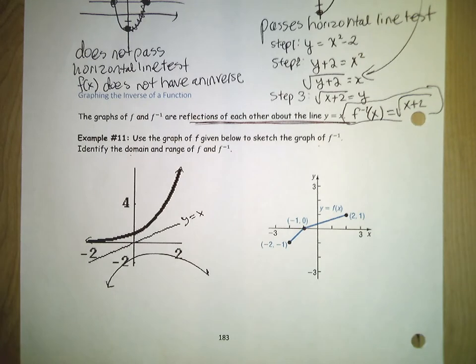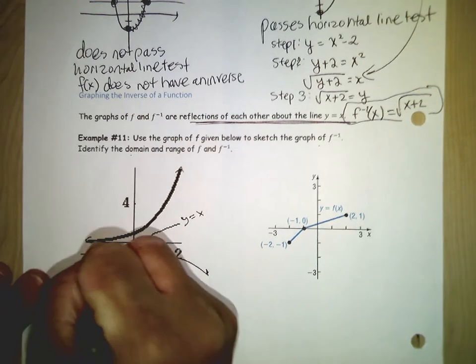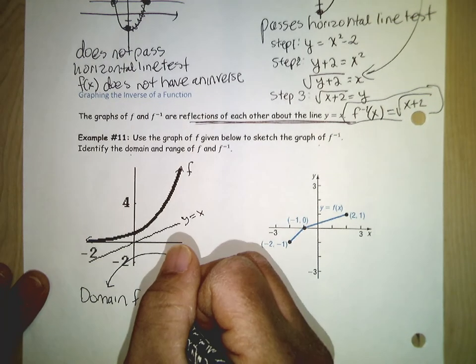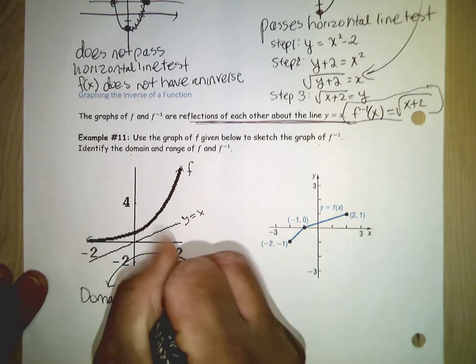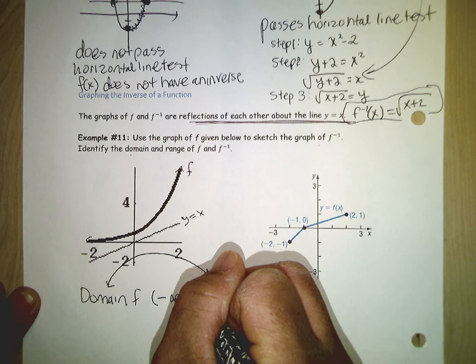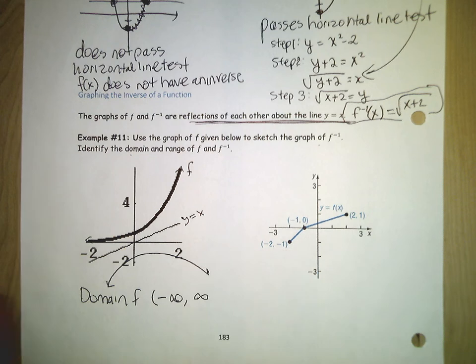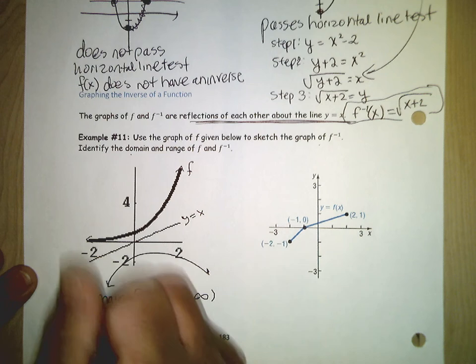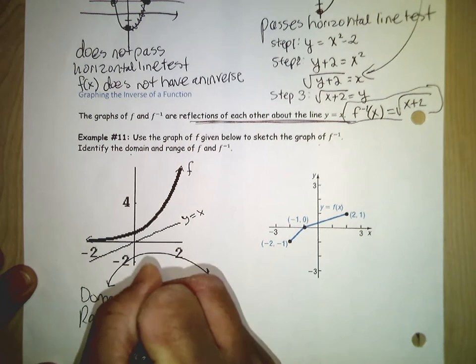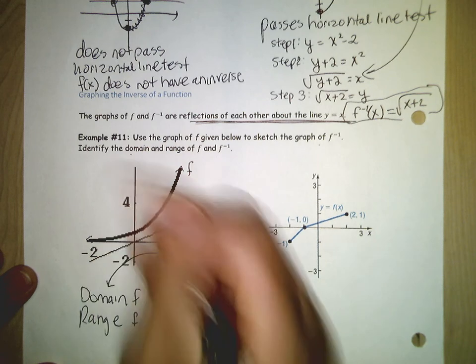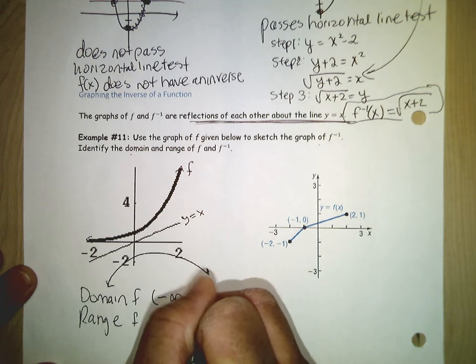So now, what is the domain of f? Well, I know the domain of f looks like it's going to be any real number, negative infinity to infinity. And then I know that the range of f will be only numbers 0 and higher.